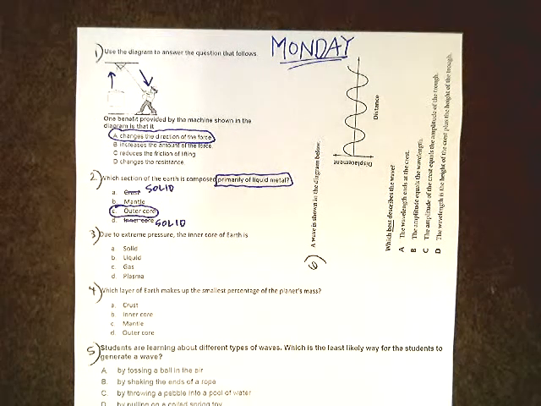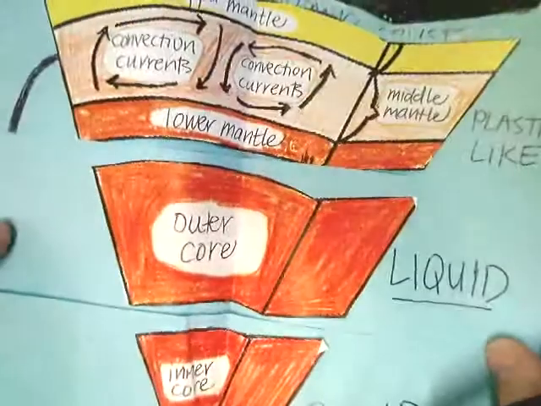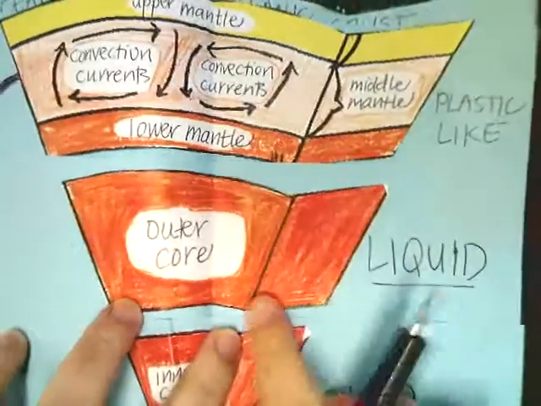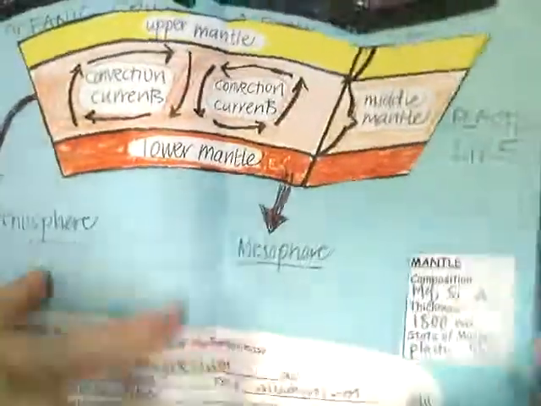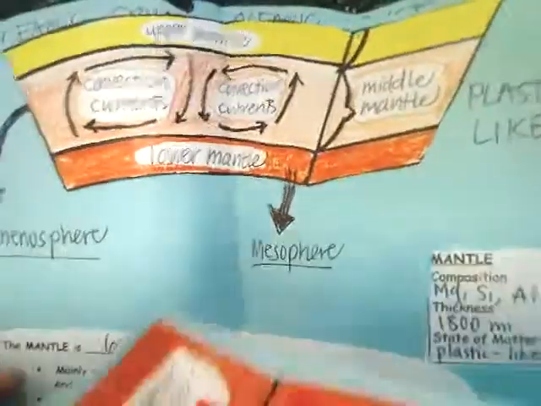I'm getting there. Hang on. Rock cycle. Where are you? Layers of the Earth foldable. Was that upside down foldable? Outer core liquid. Hold on, just the wrong one.